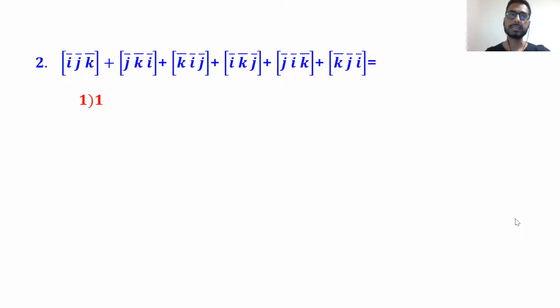Second question, [i j k], [j k i], [k i j]. So remember that value of [i j k] is 1. So [j k i] value is also equal to [i j k]. [k i j] is similarly the same. So 1 plus 1 plus 1 is 3. And then it's repeated. I have k and j, so I can invert these terms, [i k j].